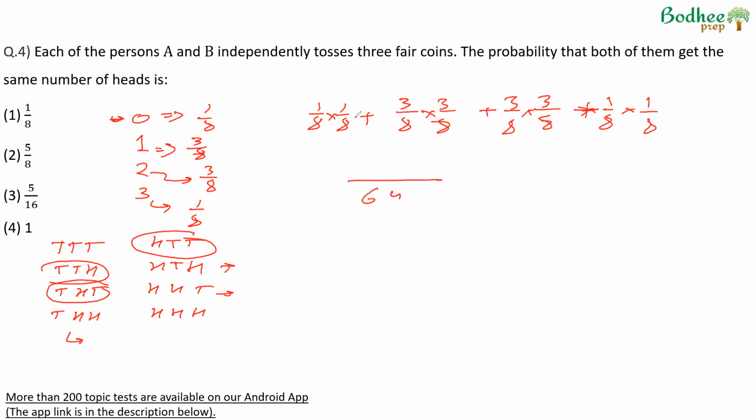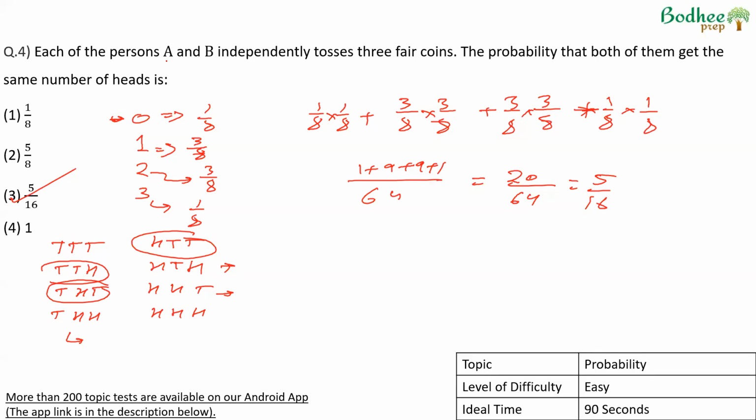So 8 8s are 64. 1 plus 9 plus 9 plus 1 is 20 by 64, divided by 4, 5 by 16. Option 3 becomes the answer. I think this question would be an easy question. A minute and a half to solve.